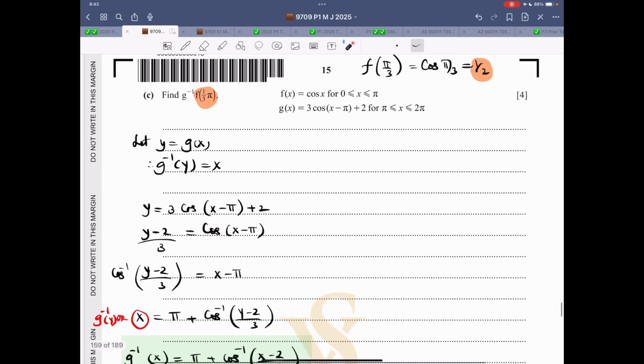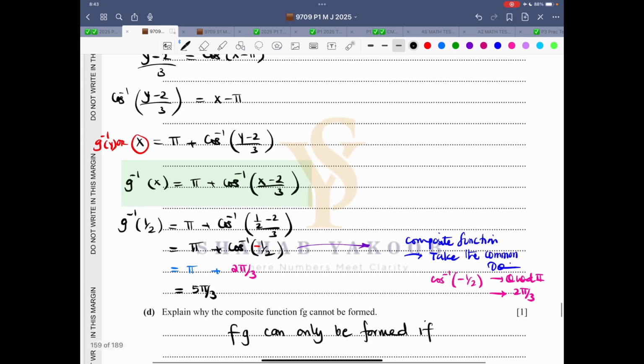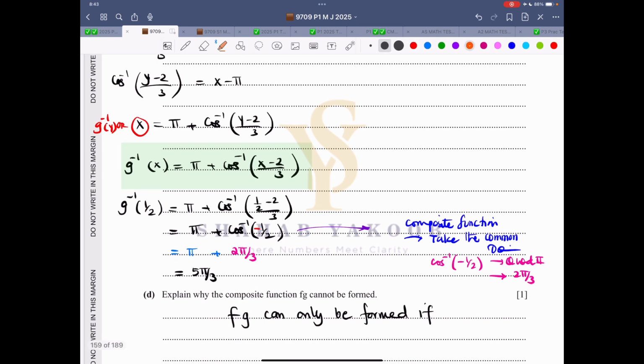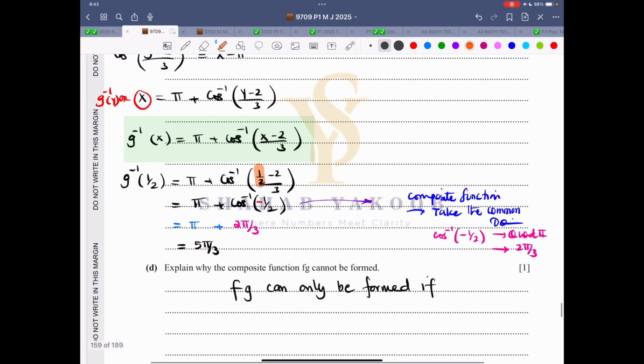Now we are evaluating g inverse of f of pi by 3, which is technically g inverse of half. So plug in half over here in place of x. So that is half that you have plugged in. And now here comes the real thing. When we are getting this thing, that's cos inverse of negative half.